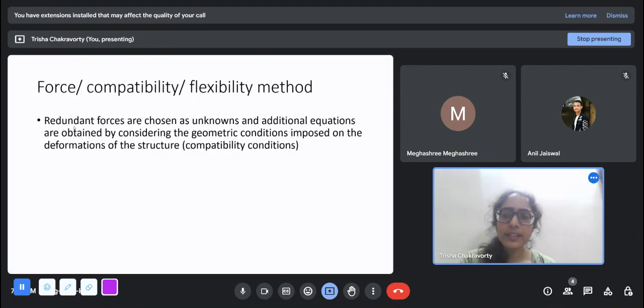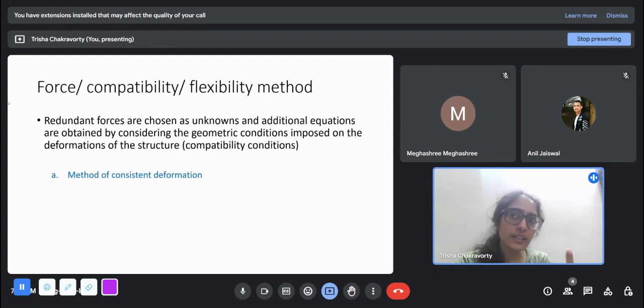Here, the redundant forces are chosen as unknowns, and additional equations are obtained by considering the geometric conditions imposed on the deformation of the structure. These conditions are known as compatibility conditions. The number of redundant forces to be taken as unknowns is equal to the degree of static indeterminacy.